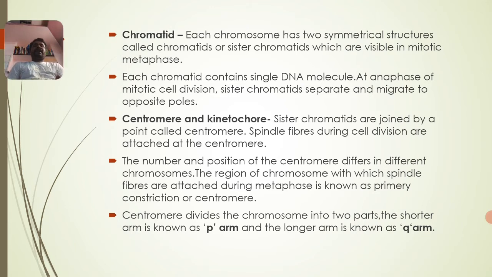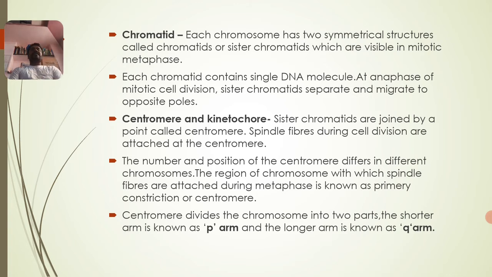The first part is the chromatid. Each chromosome has two symmetrical structures called chromatids. A chromosome consists of two arms, and those are called chromatids. Another name is sister chromatids, which are visible in mitotic metaphase.